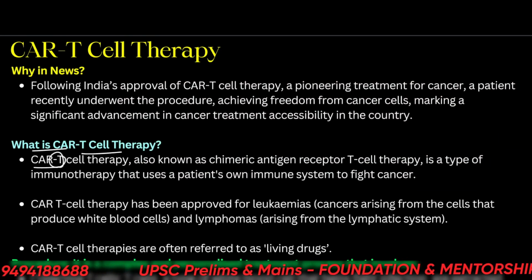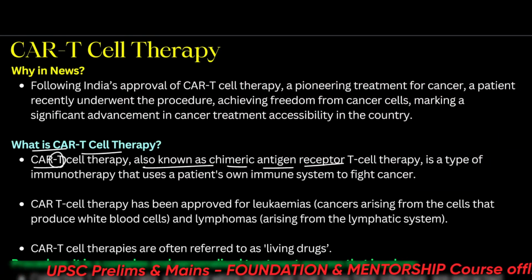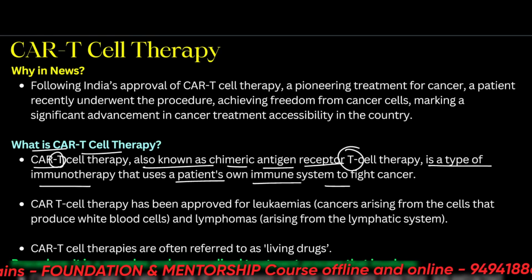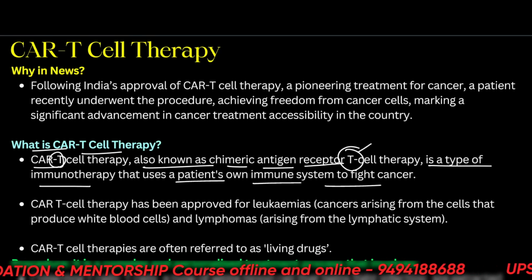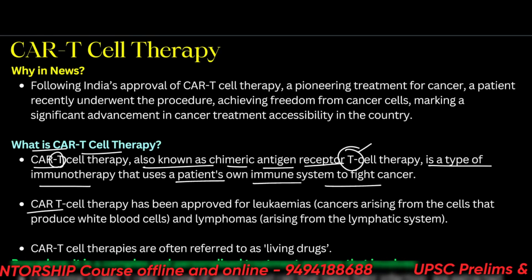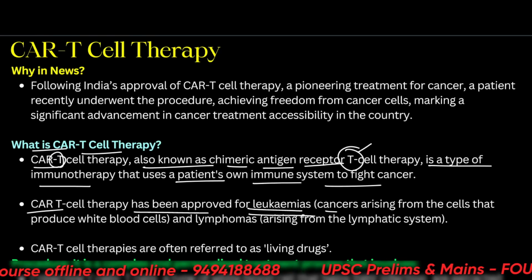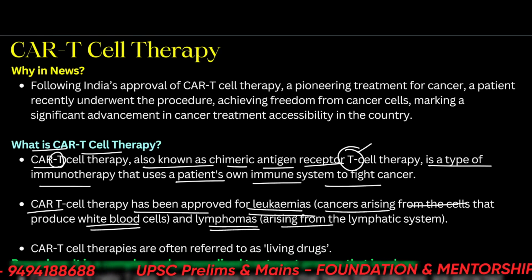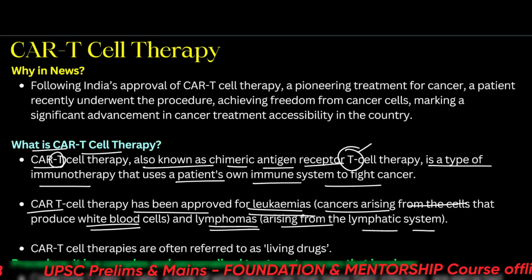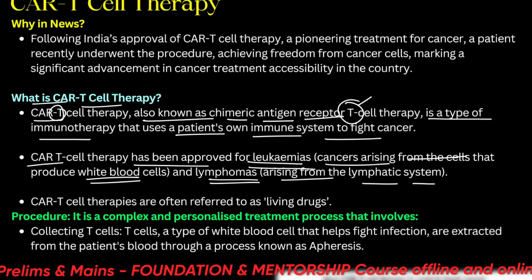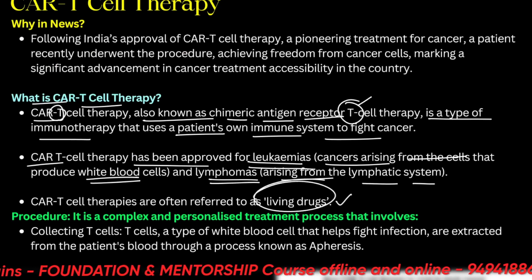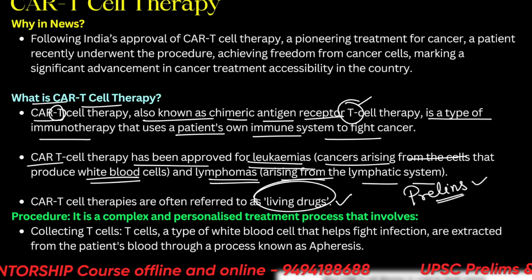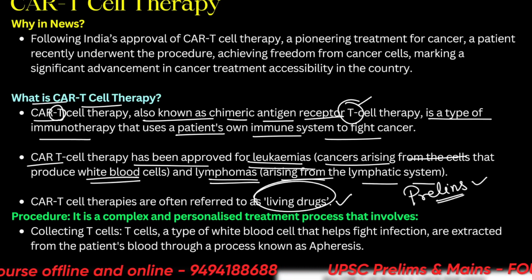So CAR-T cell therapy, also known as the chimeric antigen receptor T cell therapy, is a type of immunotherapy that uses a patient's own immune system to fight cancer. So it will make the T cells stronger. Alright, CAR-T therapy has been approved for leukemia, that is cancer arising from the cells that produce white blood cells, and lymphoma, that is arising from the lymphatic system. So CAR-T therapies are often referred to as living drugs. So this is the most important statement for prelims, that CAR-T therapy is often referred to as the living drugs.